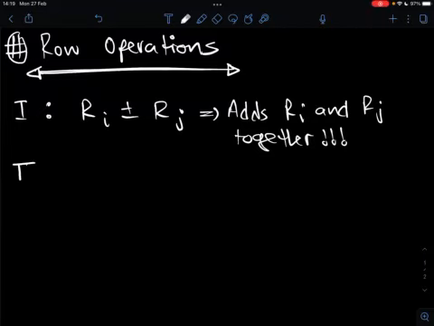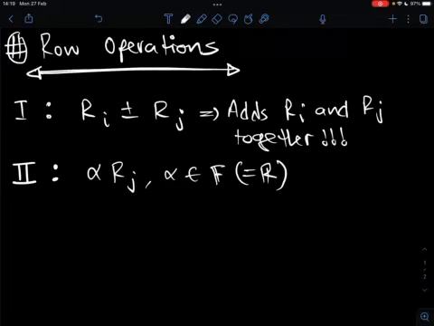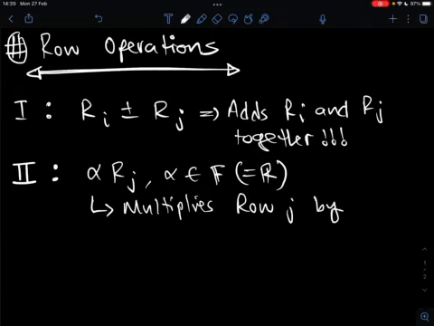Then we also have operation number 2, which can be represented as alpha Rj, with alpha belonging to some field F. Sometimes this field F can be equal to the real numbers, but it can be anything. So we have this operation which is represented as alpha Rj. But what does it do? You see that? So this operation multiplies row j by alpha. So the second operation that we have is you can multiply a particular row of a matrix by a scalar.